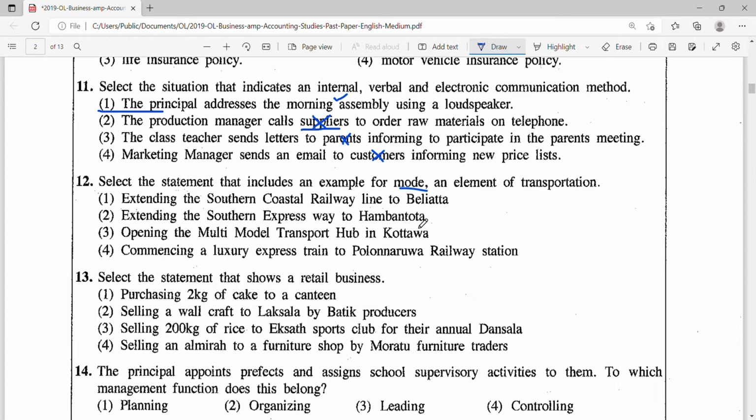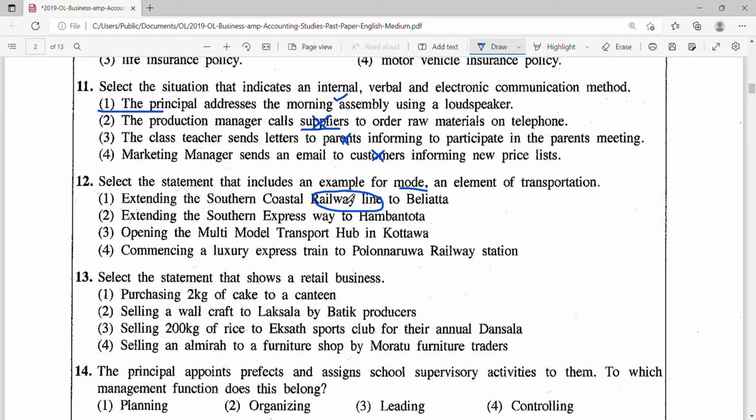Question 12. Select the statement that includes an example for mode, which is an element of transportation. So in terms of mode, what we are referring to here is a vehicle on how a person would travel. Extending the southern coastal railway line to Beliath. Now extending the railway line, focus being the railway line, that is a form of way. How the path you would take for travel. So that's not a mode example.